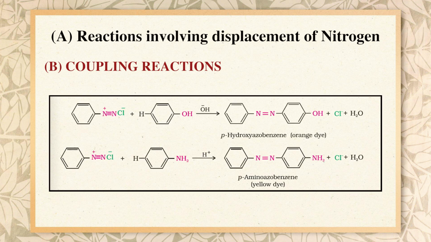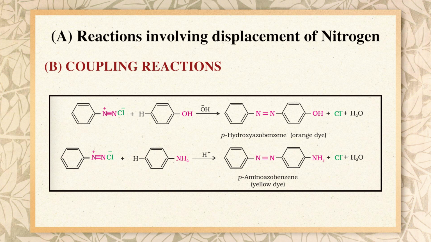Azo-coupling reactions are the electrophilic substitution reactions that take place when diazonium salt is reacted with phenol or aniline derivatives. Students, have a look at the screen. In these reactions, the diazonium cation acts as an electrophile, while the electron-rich compounds such as phenols and amines act as a nucleophile. The aromatic rings are joined by the nitrogen atoms.